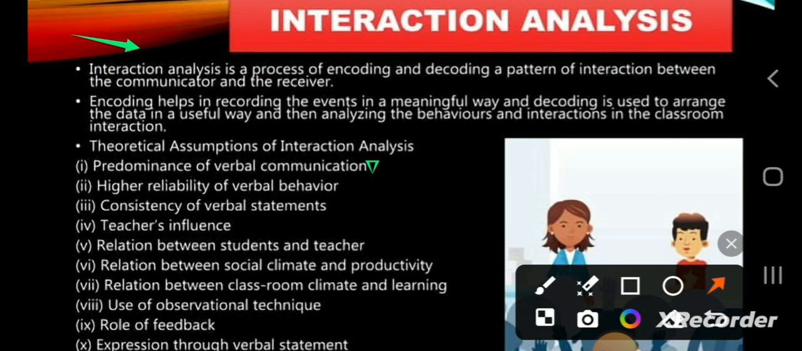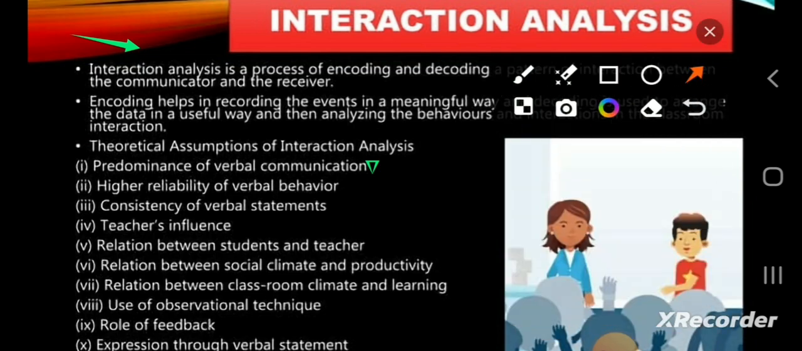Encoding helps in recording the events in a meaningful way, and decoding is used to arrange the data in a useful way and analyze the behaviors and interactions in the classroom interaction. Encoding helps capture the raw data of communication, while decoding involves analyzing and organizing this data to reveal patterns, relationships, and insights. This process is crucial for understanding how people interact, communicate, and respond to each other in various contexts.